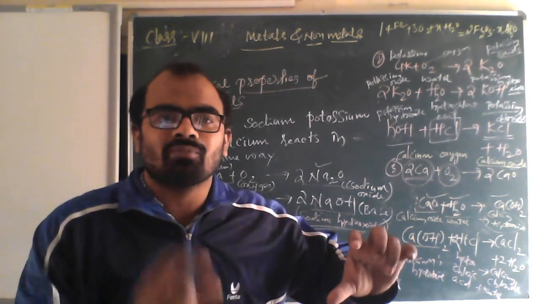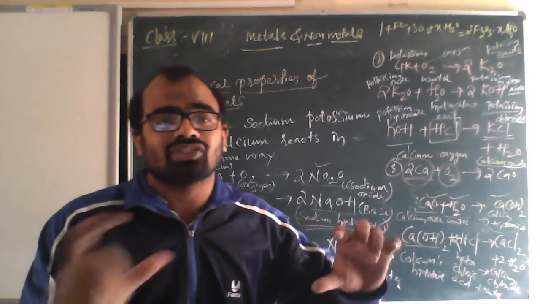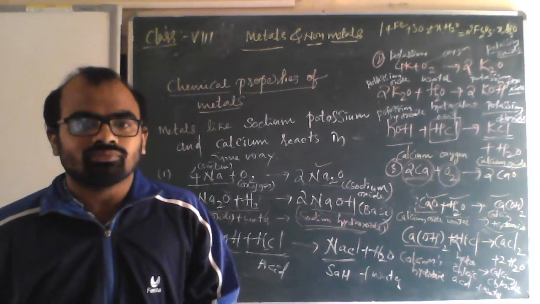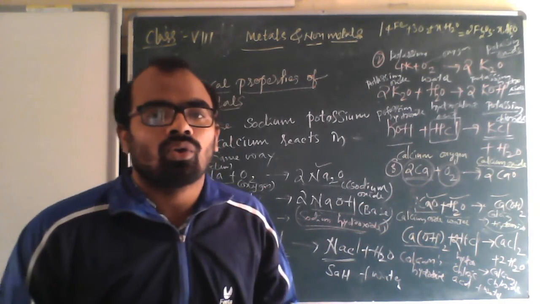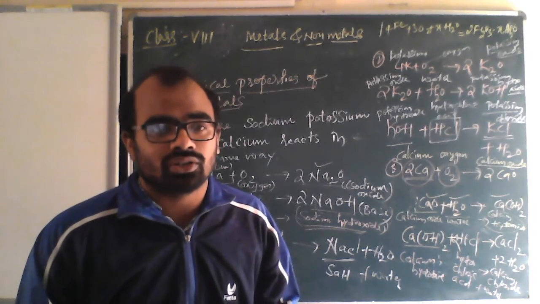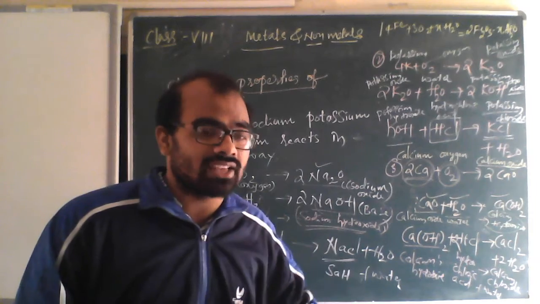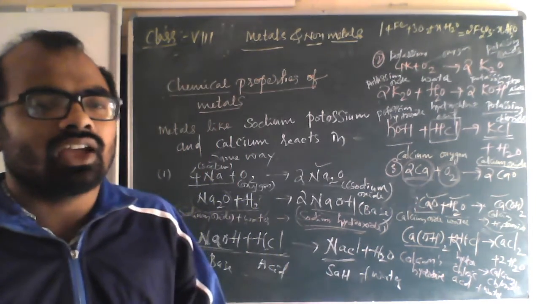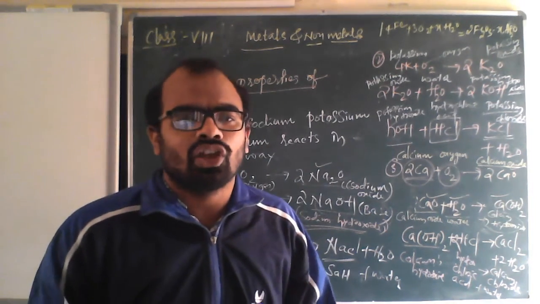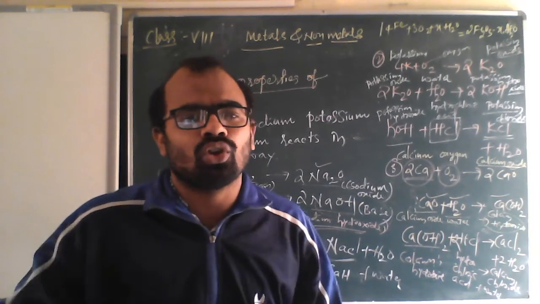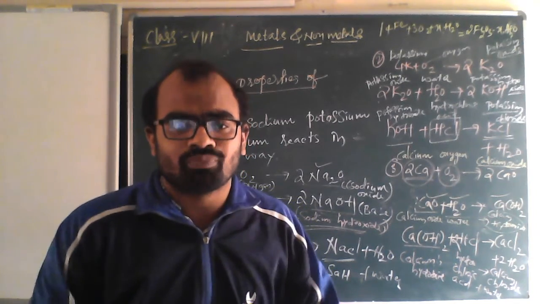KOH. K is potassium, OH is hydroxide. Potassium hydroxide. Ca(OH) twice. Ca is calcium, OH is hydroxide, calcium hydroxide. Don't worry about OH twice. Those are molecules. You don't worry about that now.